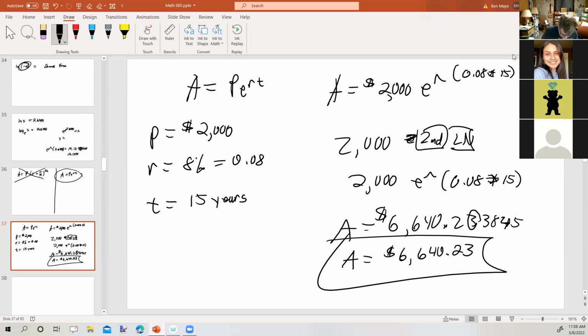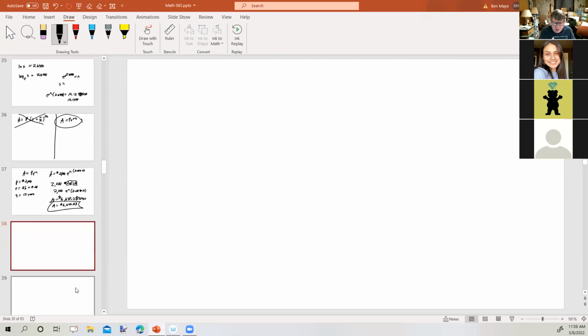All right, let's take a look at another example. This says determining the previous balance. An account now contains $3,610 and has been accumulating interest at 8% annual rate, compounded continuously. How much was in the account 4 years ago? All right, so because it's continuous, we're going to use this.